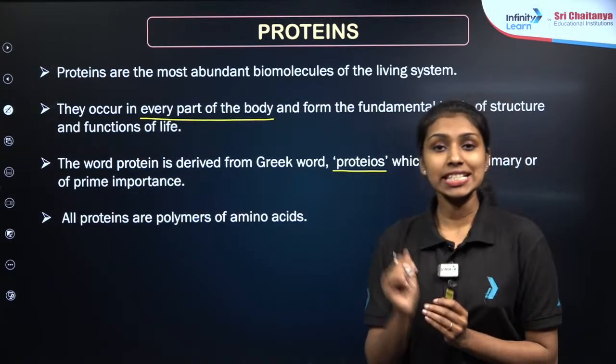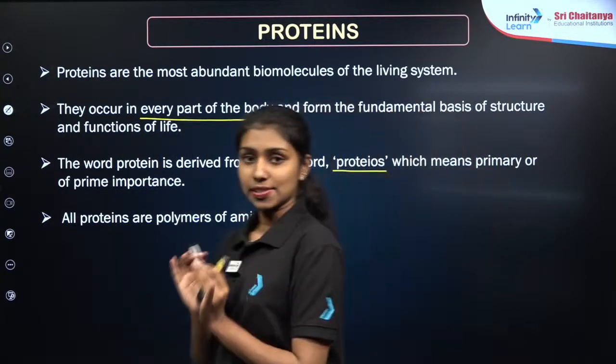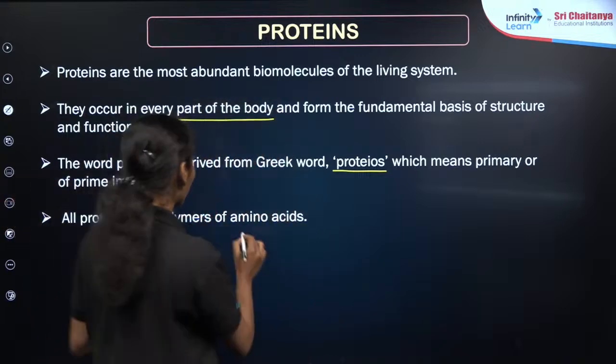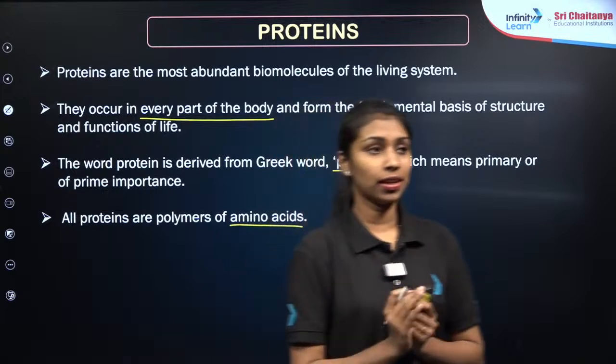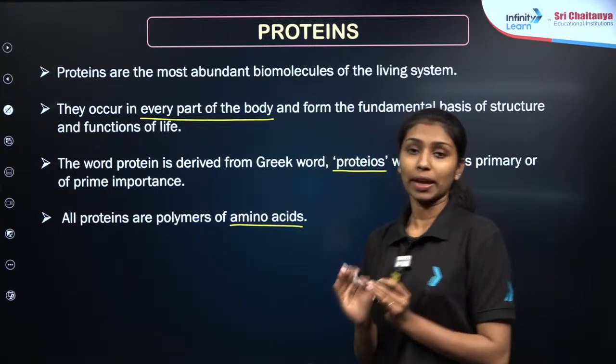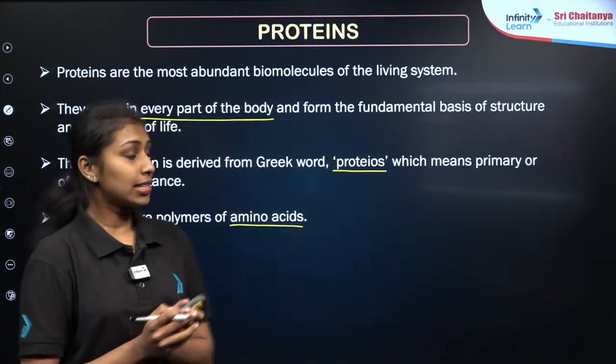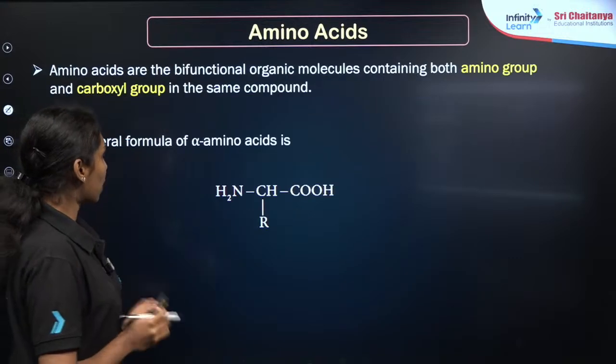Okay, all the proteins are polymers of amino acids, right? Whenever many amino acid monomers are combined together, we form a polymer known as a protein. So, amino acids are a very important topic in the chapter Biomolecules. Let us start with this important topic, that is the amino acids.